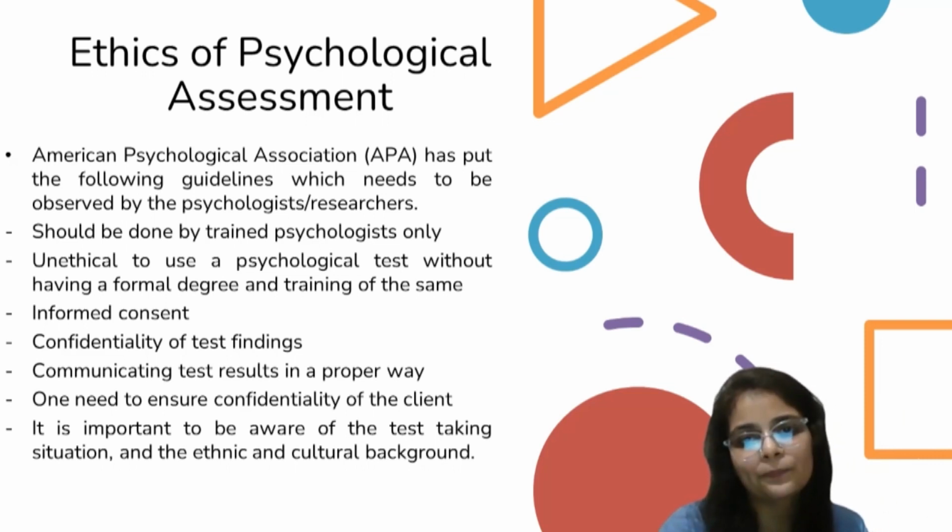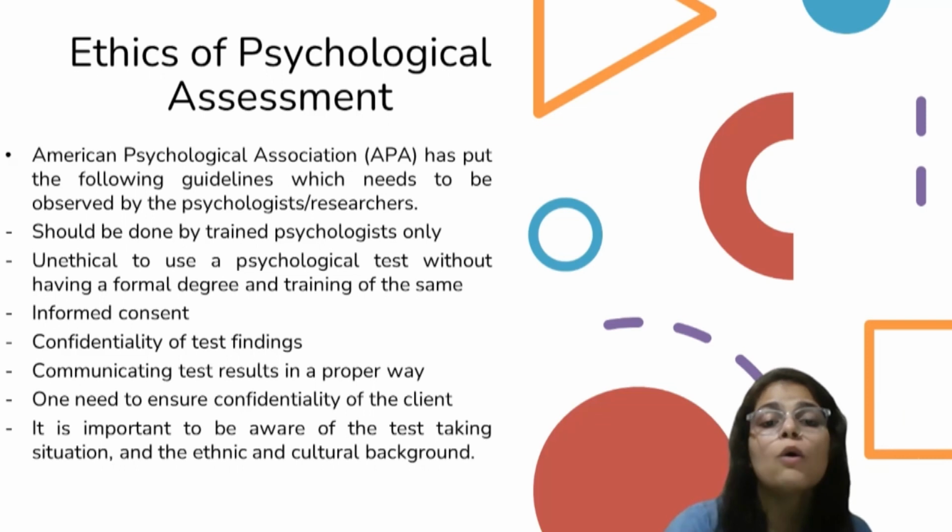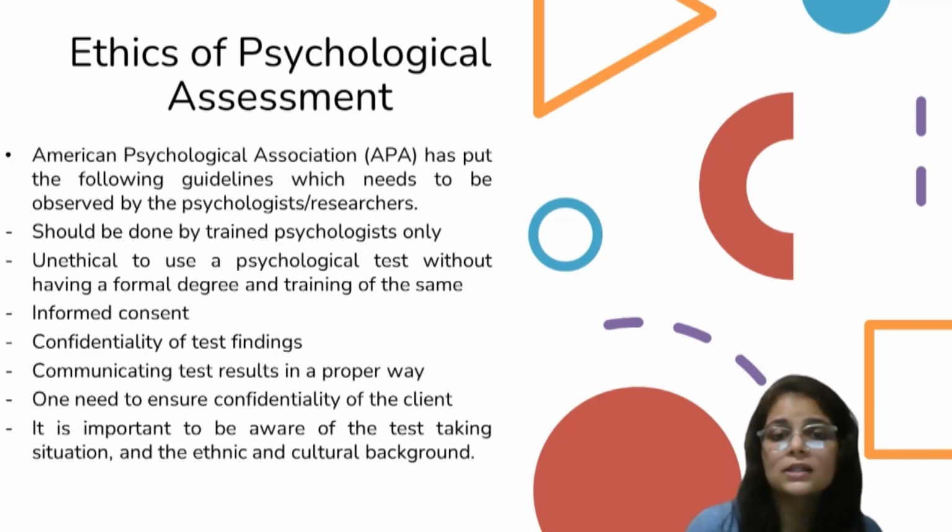Next, the client should also be informed about the confidentiality of the test findings. And as a psychologist or a researcher, we are required to provide and report the findings in unbiased ways. We should not be biased while giving the report or findings. Also, how one communicates the test results is a very important aspect of psychological assessment. Test results must be communicated in a systematic and proper way.